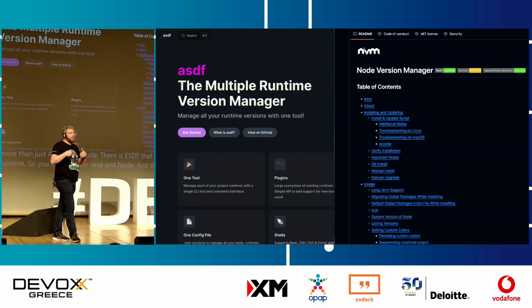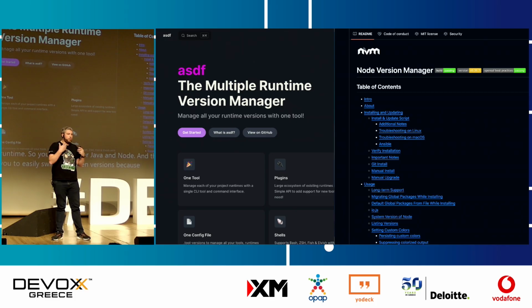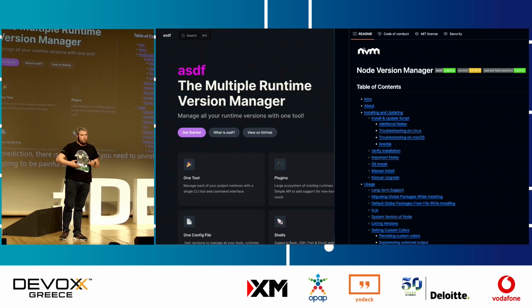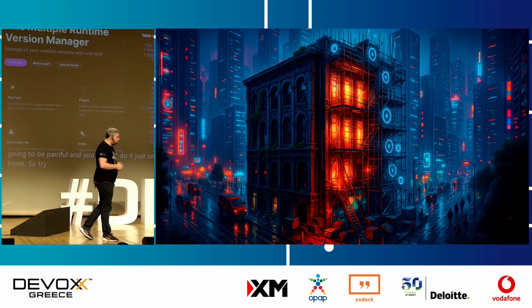That allows you to easily switch between versions, because one thing that will happen is you migrate from one version to the other, you think that's great, you migrate to the next version, and at some point, because you put the previous version in production, there is a bug. And if you need to uninstall and everything, that's going to be painful, and you will not do it just once, you might do it a couple of times. So try to use those tools.